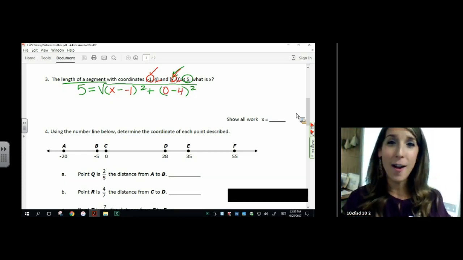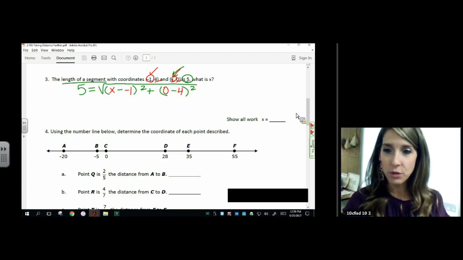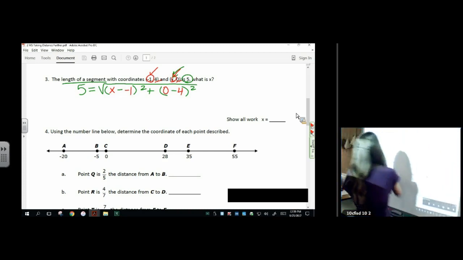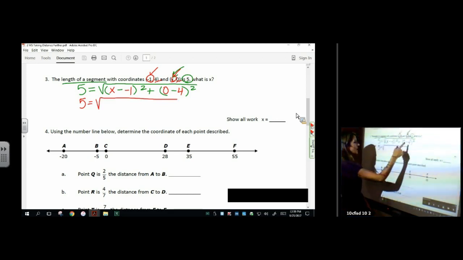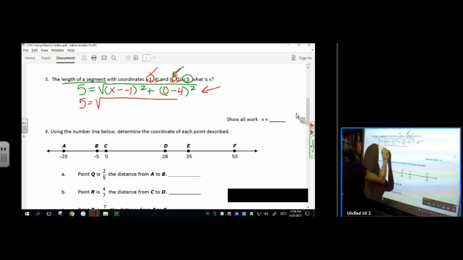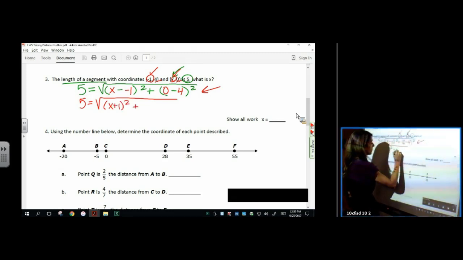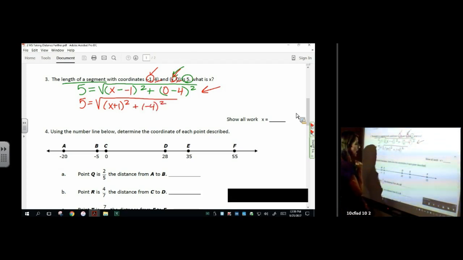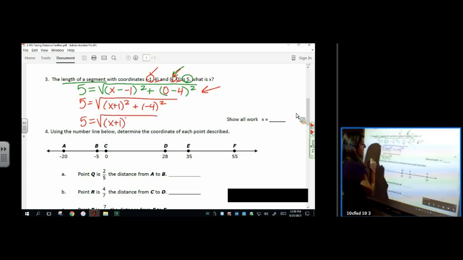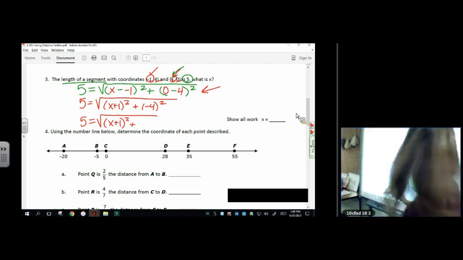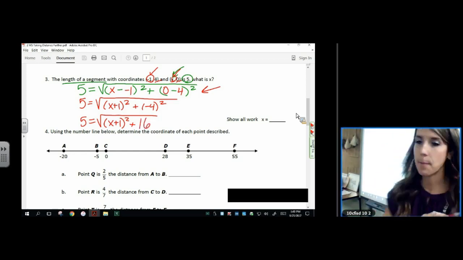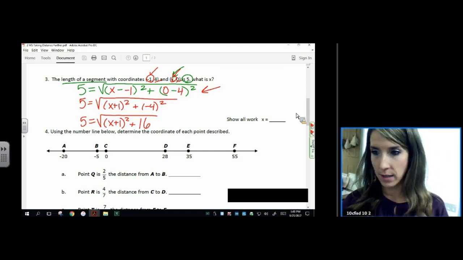Okay, now is when your algebra skills come into play. You're going to reduce and simplify as much as possible. So there's nothing to reduce or simplify over here. 5 equals, we've still got our square root. Let's clean this up inside here. x minus negative 1. All right, well, that's x plus 1. 0 minus 4. Well, that's negative 4. Okay, let's keep going. Let's clean it up even more. I can't do anything with this part, but I do know that negative 4 with parentheses around it squared is 16. I've now cleaned up inside that radical as much as I possibly can.